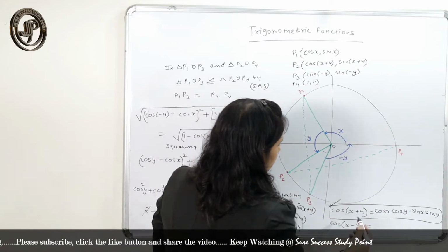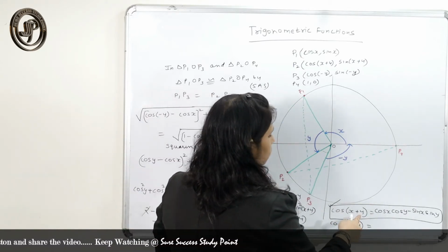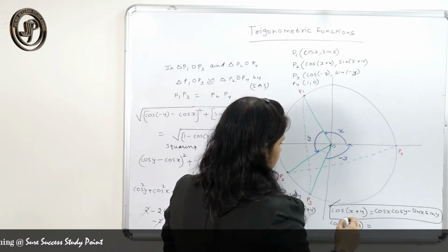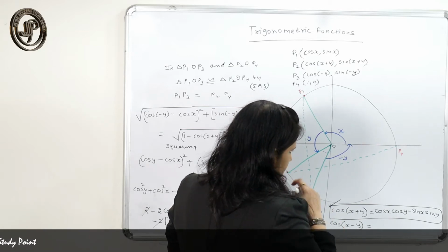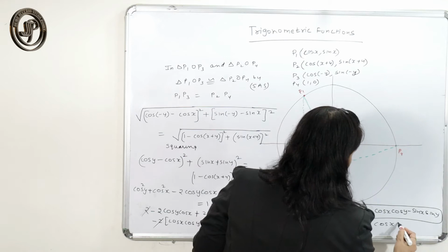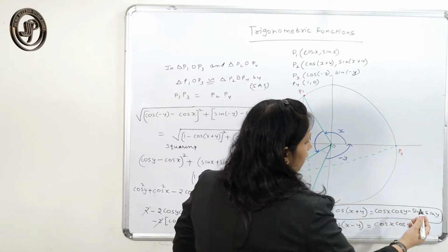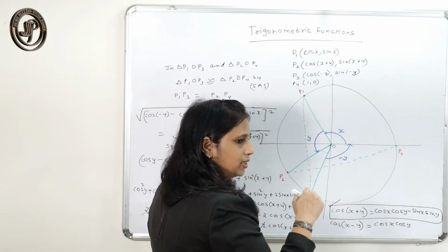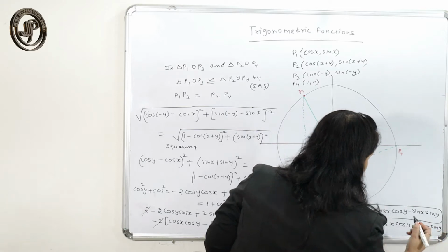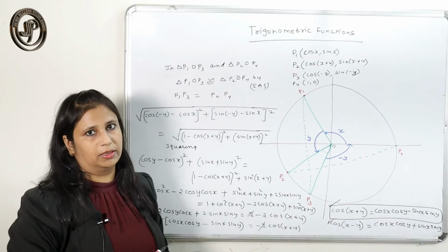So for cos x minus y, I have to replace y with minus y. If I replace y with minus y, then cos y will remain cos y only, but sin y becomes minus sin y, so minus minus becomes positive. Hence the formula for this has come by putting y as minus y.